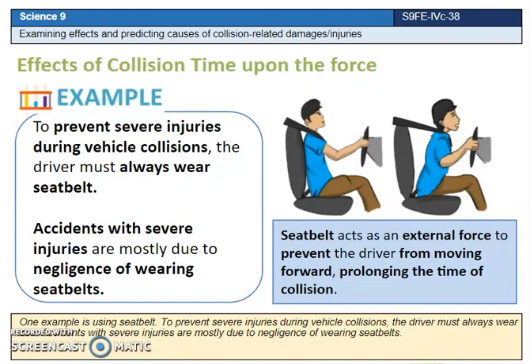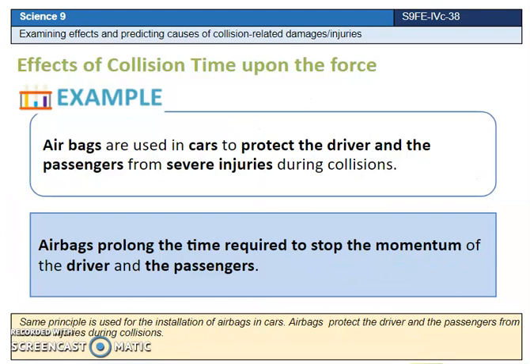One example is using a seat belt. To prevent severe injuries during vehicle collisions, the driver must always wear a seat belt. Accidents with severe injuries are mostly due to negligence of wearing seat belts. The same principle is used for the installation of airbags in cars. Airbags protect the driver and the passengers from severe injuries during collisions.